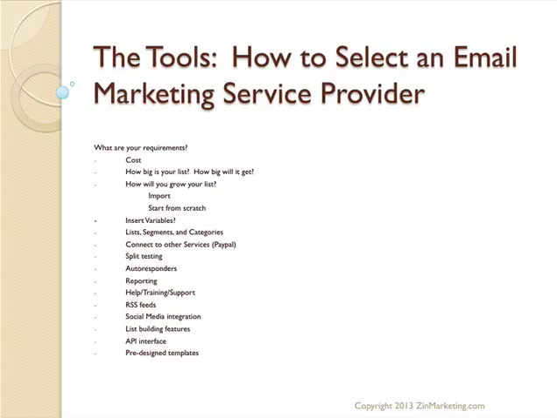Are you going to be using variables, inserting names or different pieces of information in the message itself? Will you be working with a single list or multiple lists or segments or categories or different groups of people? How do you target your audiences and narrow them down so the right message is going to the right group? Will you be connecting with other services like PayPal or your e-commerce platform, or some other programming that you've done that you want to connect directly to your email platform? Will you want to do split testing or advanced features like autoresponders?